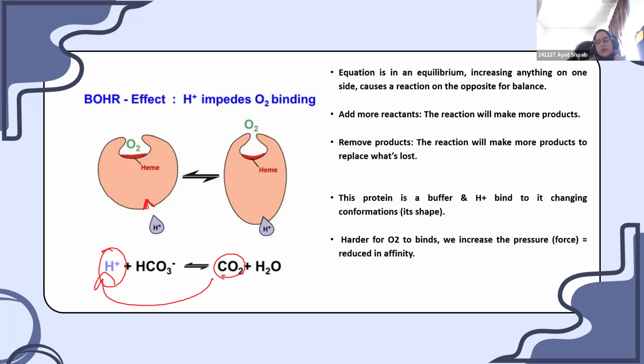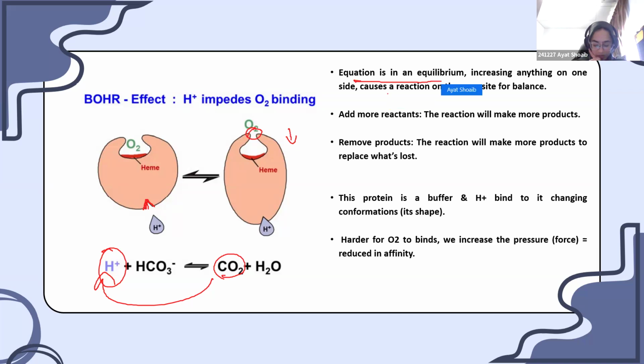It's going to bind and change the shape. When it changes the shape, oxygen cannot really get in. You can see there's no space for oxygen to get in, and because oxygen cannot get in anymore, you need more pressure. You need to push it in, okay? It's not going on its own. You need more pressure, so this decreases the affinity. Whenever you need more pressure, you have a reduced affinity.